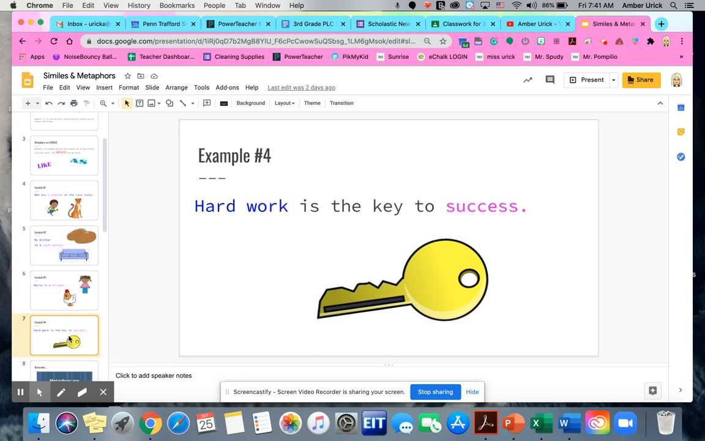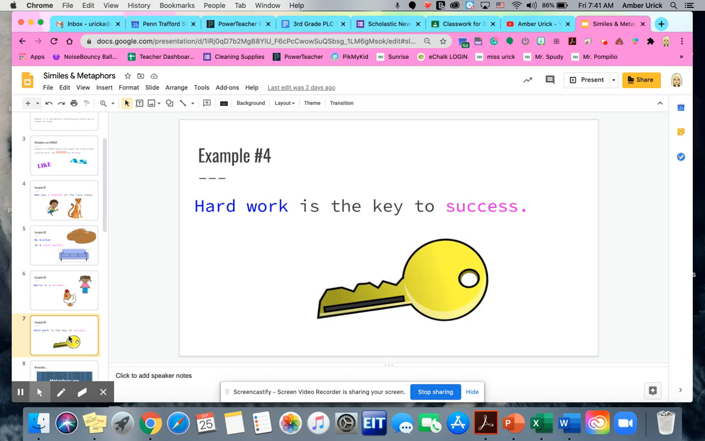Are you going to get anywhere in life or in school without hard work? Are you going to be able to succeed and grow without working hard? No way, Jose. You have to work hard to have success and to grow. That's all they're trying to say by saying hard work is the key to success. Good job. On those 4 examples, did I use the word like? No. Did I use the word as?